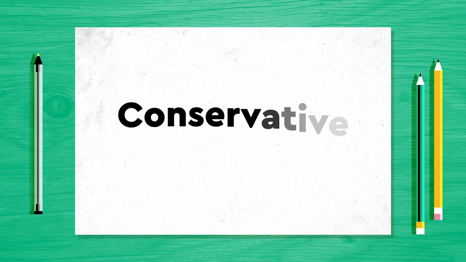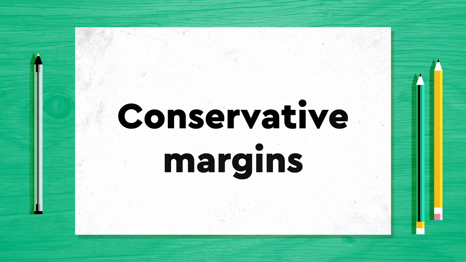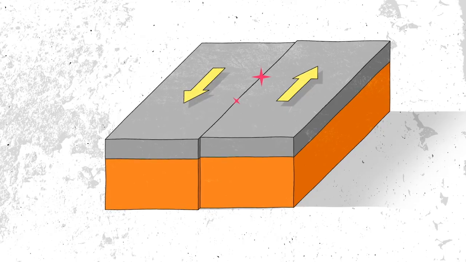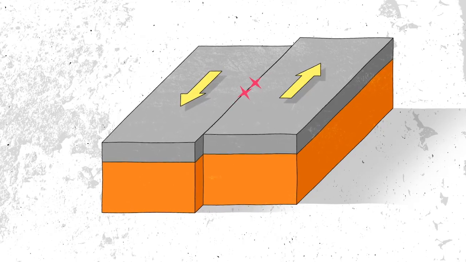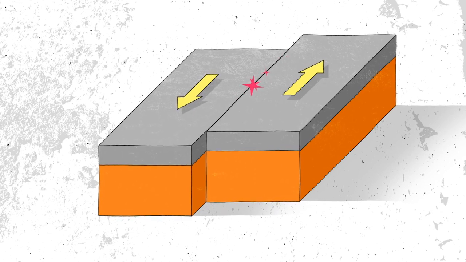Finally, there are conservative margins. These margins occur when plates move past each other or are side by side, moving at different speeds. An example of this can be found along the west coast of the USA. At these conservative margins, crust isn't created or destroyed.